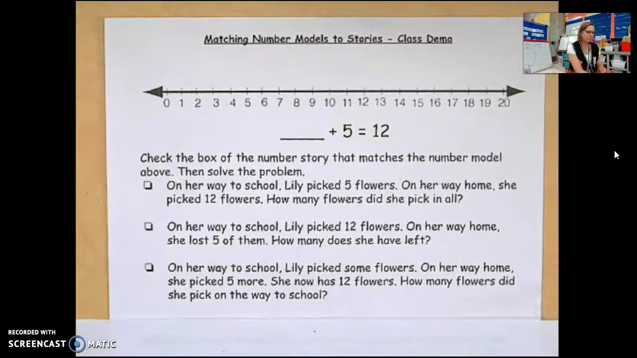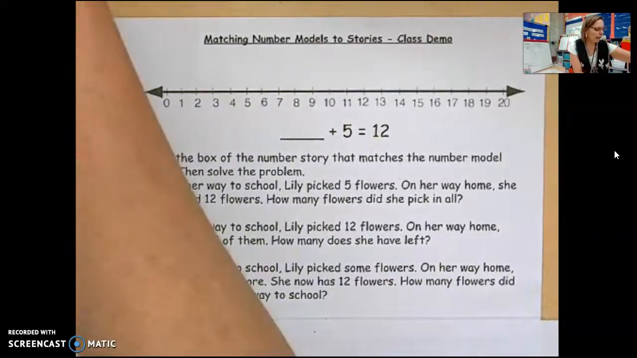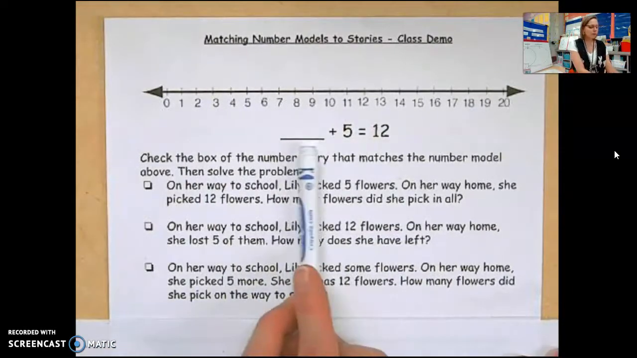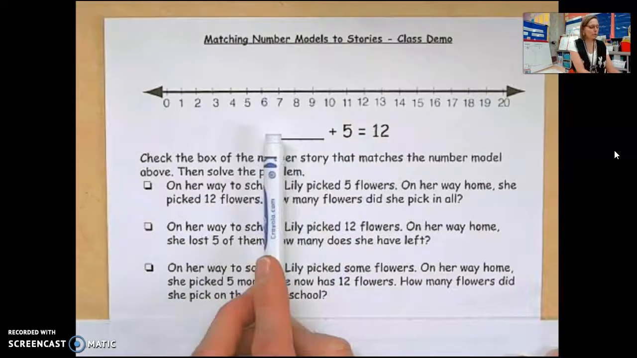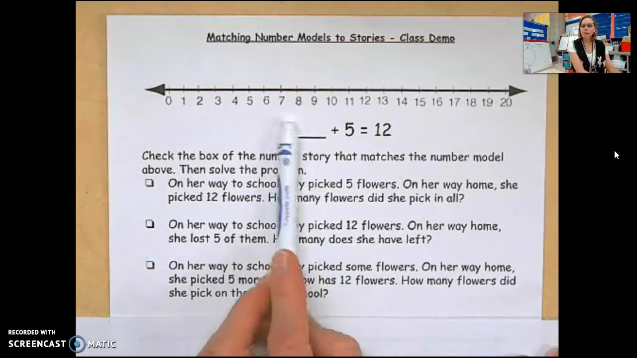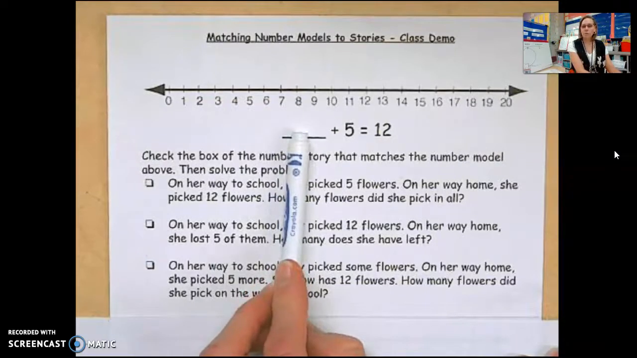Let's first look at what our number model is showing us. Let's think about this number model first. I know that we're missing the beginning number. So I need to be looking for a number story that has the beginning part missing, right?